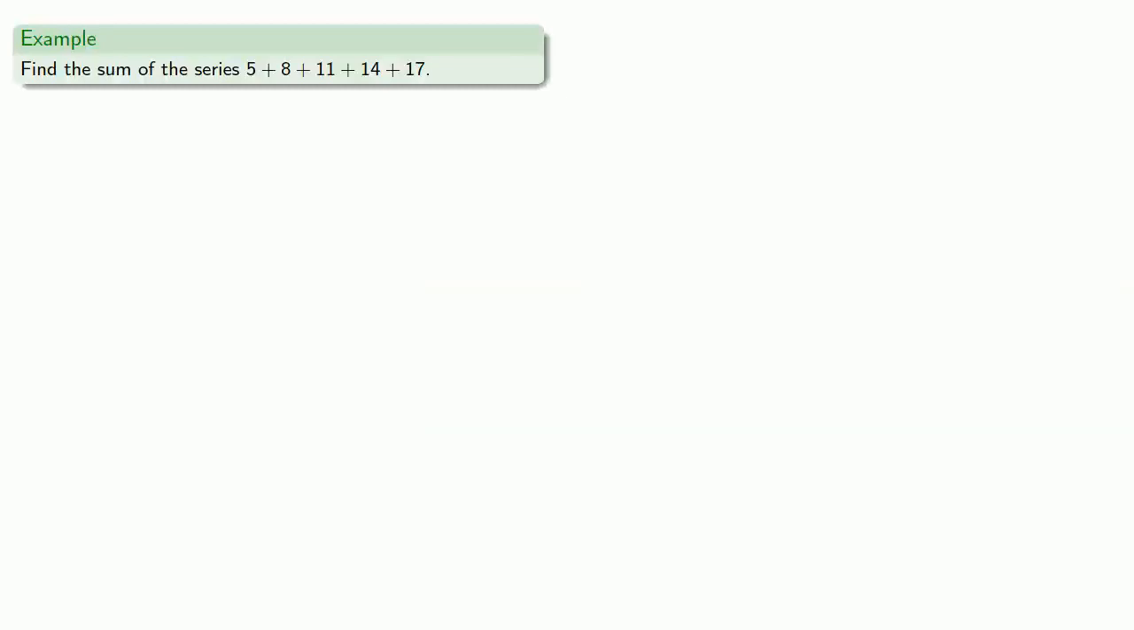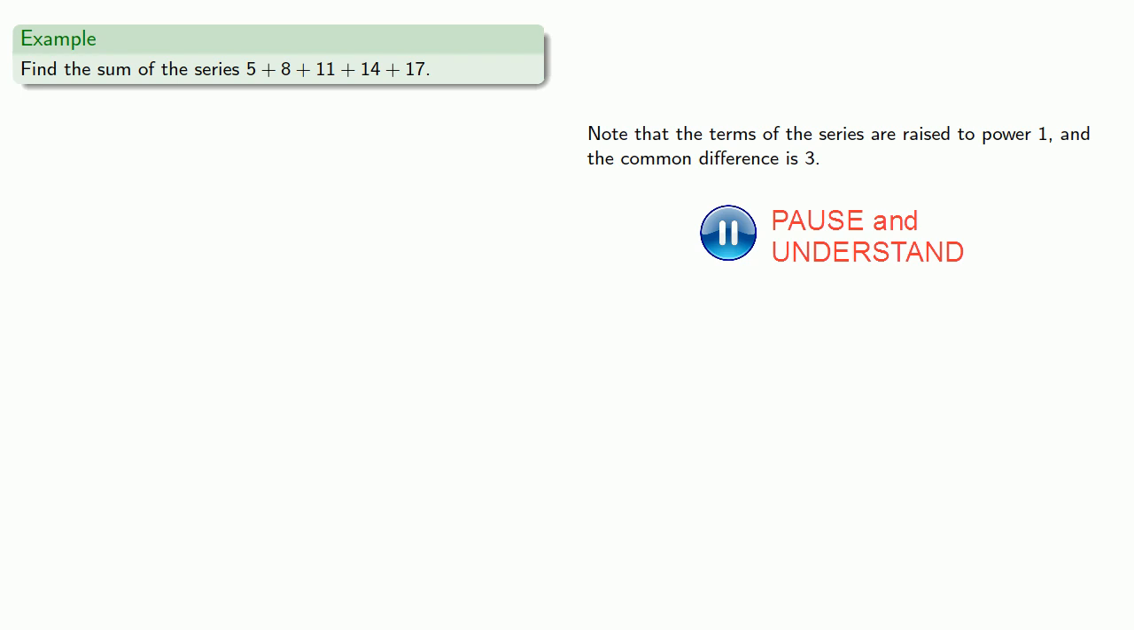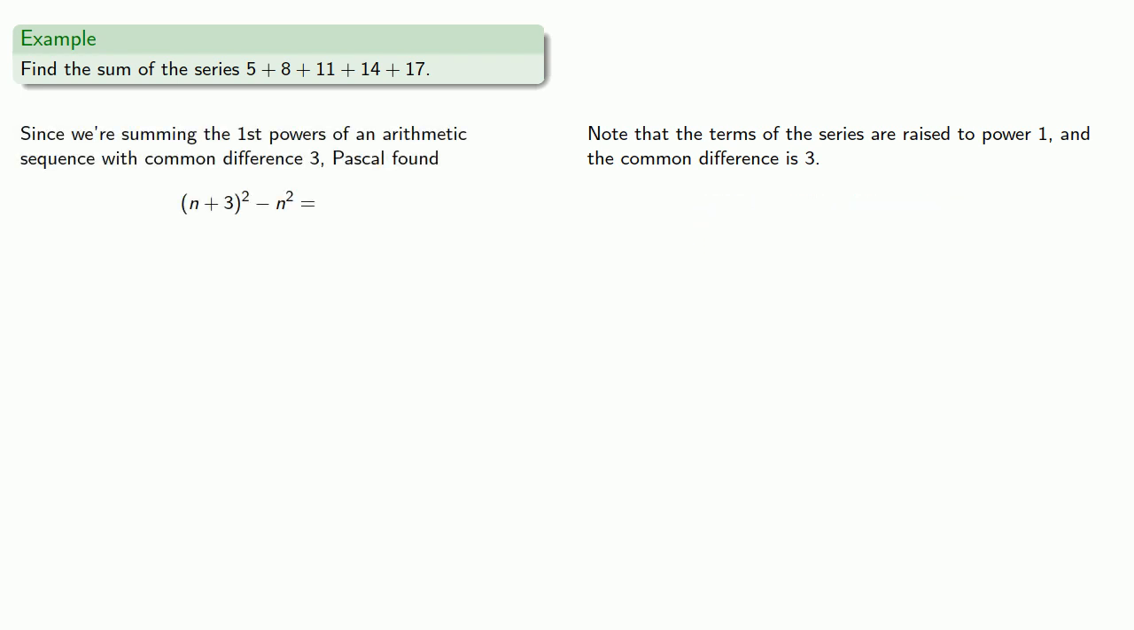Let's begin with a simple one. Let's find the sum of the series 5 plus 8 plus 11 plus 14 plus 17. So Pascal's approach is the following. To begin with, we note that the terms of the series are raised to power 1, and the common difference is 3. Since we're summing the first powers of an arithmetic sequence with common difference 3, Pascal found the difference between the second powers of n plus 3 and n. And that's easy enough to compute.